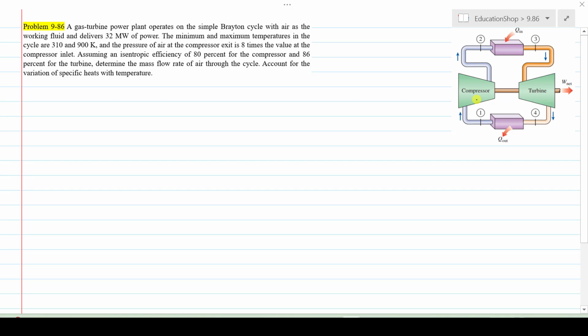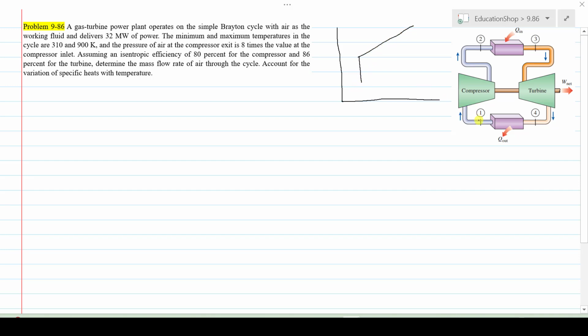1 to 2 is isentropic compression, 2 to 3 is a constant pressure heat addition process, then 3 to 4 is isentropic expansion in the turbine. The compressor and turbine are connected to a common shaft that gives the net work output, and the net work output is the difference of work input to the compressor minus work output from the turbine, and then heat rejection at constant pressure to the environment. Now let's come to the T-S diagram of the ideal Brayton cycle.